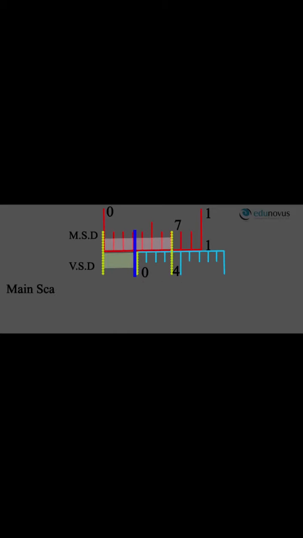Thus, the formula for total reading is given by main scale reading plus vernier scale coincidence into least count. Thus, we use this formula to find out the total reading measured by the vernier calipers.